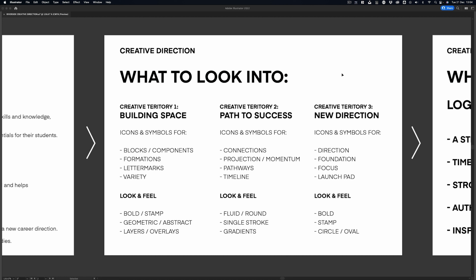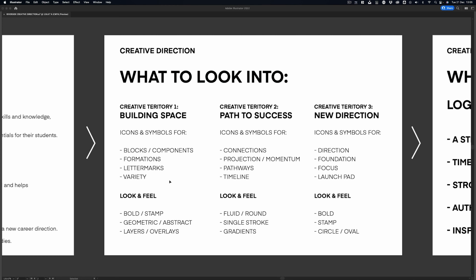So here I want to look at icons and symbols for blocks, components, formations, letter marks, because for this logo design, I think a letter mark could be quite cool. Riverside Training Spalding is quite a long name, so maybe we could convert it down into a letter mark to make a really punchy logo with gravitas. Could be really cool. So I'm going to look at letter marks, and then a sense of variety. They offer a lot of different categories to learn on at the training academy. So I thought, yeah, it could be cool to consider variety as well.